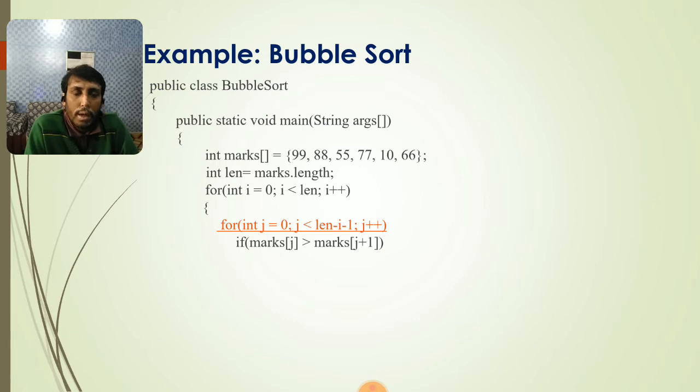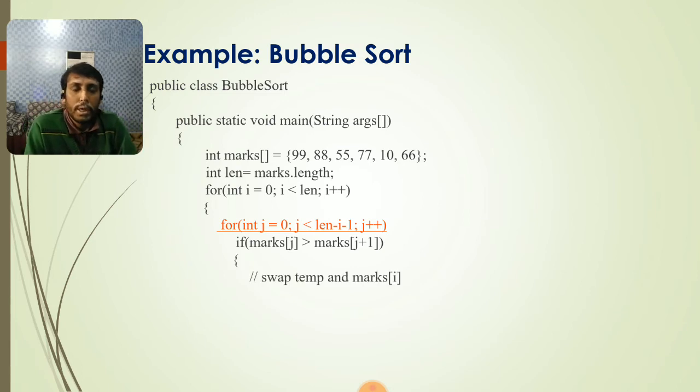So here, once we are inside the inner loop, we'll compare whether marks j, which is at 0, is greater than marks j plus 1 or not. Just look at the array: 99 is at position number 0 and 88 is at position number 1. So here we are comparing whether marks j is greater than marks j plus 1. So certainly marks j is greater than marks j plus 1. That means this condition is true. So let's look at what happens if the condition is true.